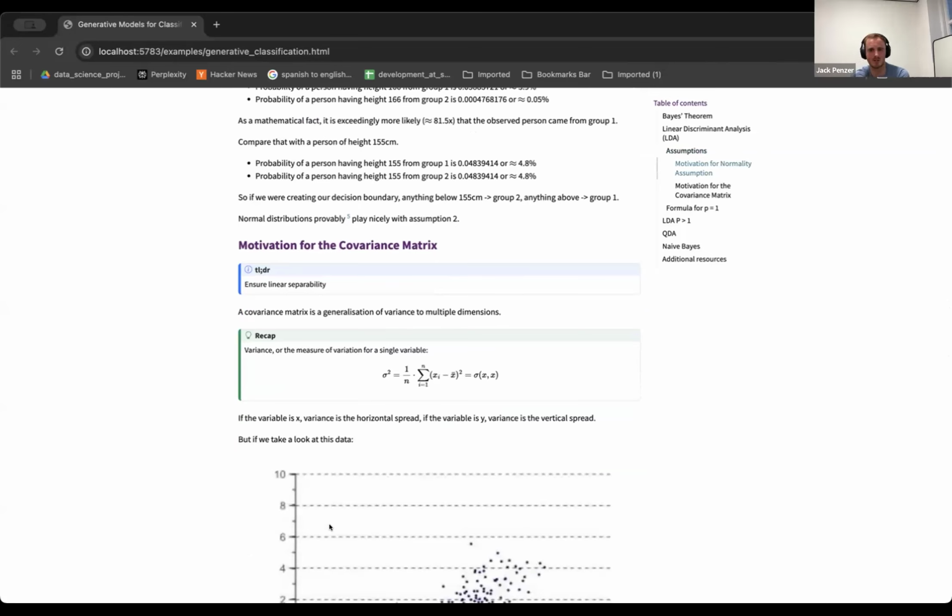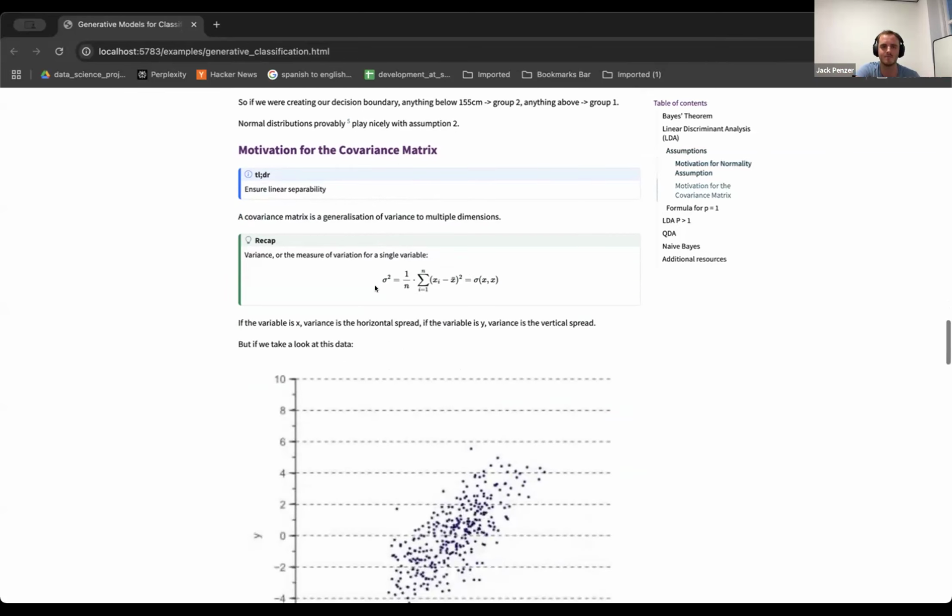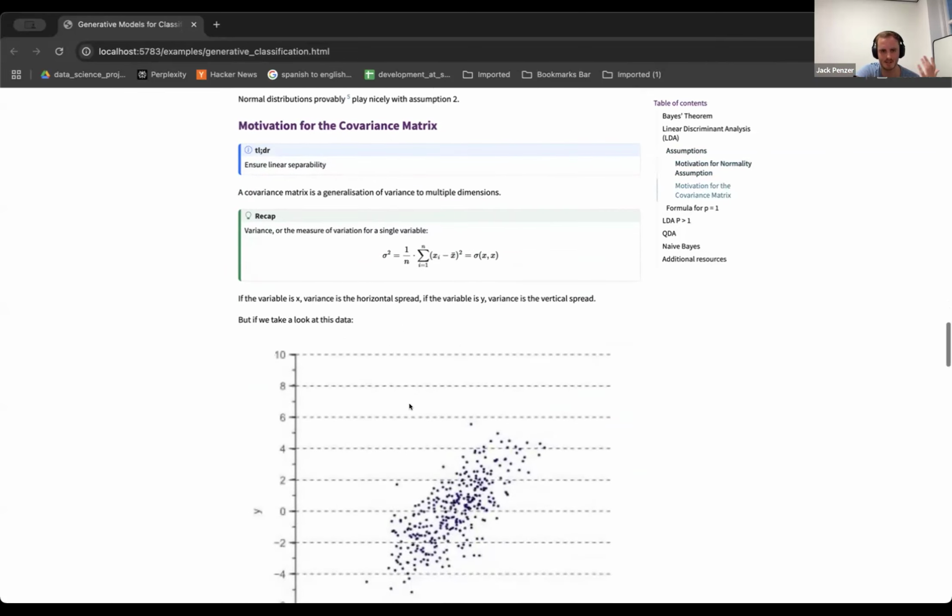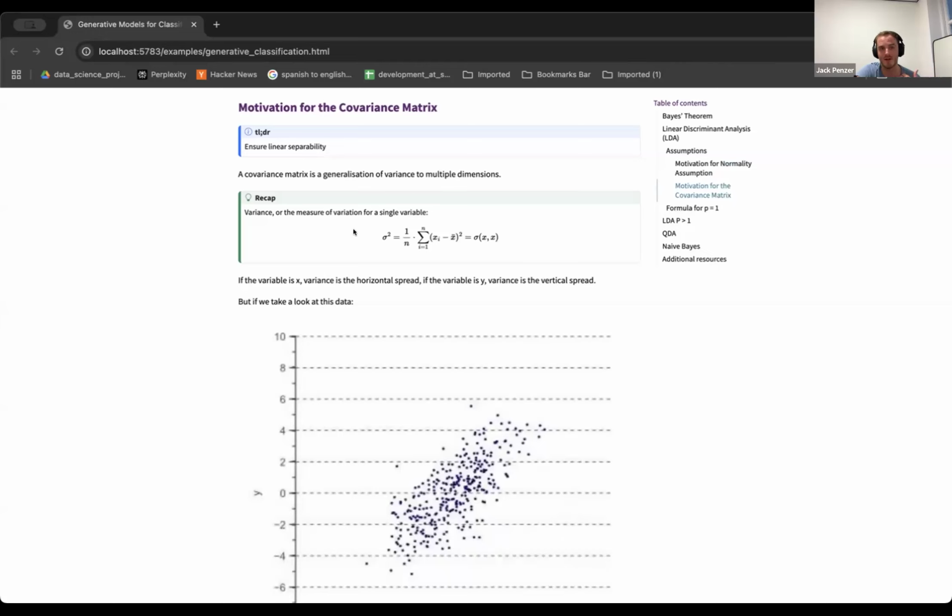Yeah, I'm going to try to speed up so that we've got good time for Sandrine, because you've got your thing too. So the motivation for the covariance matrix, TLDR, is just to ensure that stuff is linearly separable. That's what LDA wants to do, is make linear separations. So you've got the normality assumption, that's fulfilled, and with this covariance matrix one, stuff is generally going to be linearly separable. But to actually motivate that, let's step back a bit and think about it. Variance is just a single variable. Covariance matrix is extending variance into multiple variables.